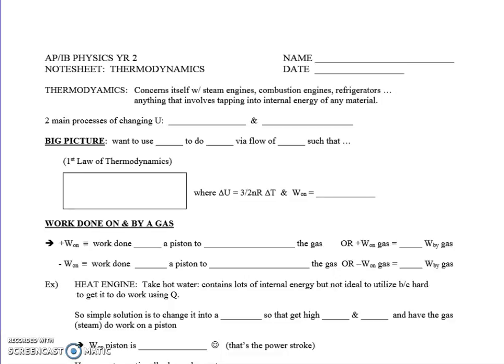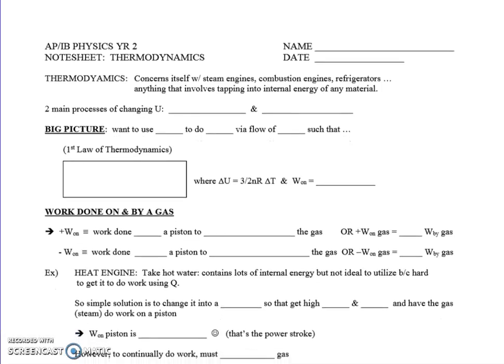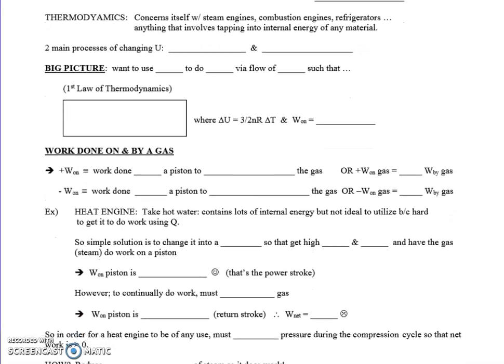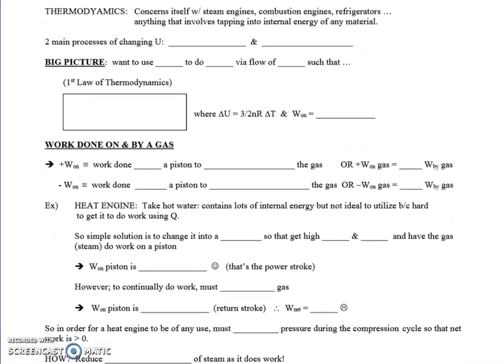This tutorial is going to be an introduction to the last chapter in our thermal unit, thermodynamics. And thermodynamics, used as a very broad term, is really a hybrid between the ideal gas laws and the law of conservation of energy. It's generally associated with engineering devices such as steam engines, combustion engines, which are obviously more common today, refrigerators, air conditioners, anything that involves tapping into internal energy of a material.